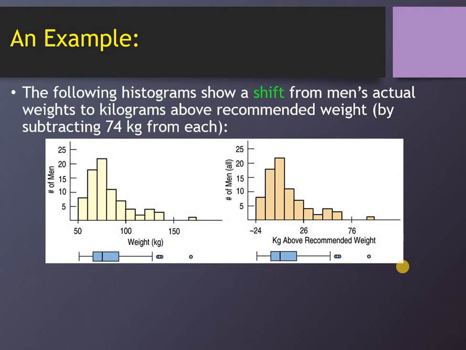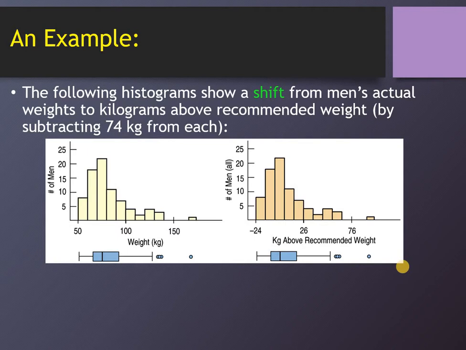So here's an example. We've got here the weights of a whole bunch of different men. And here is their weight, generally speaking. There's their weight in kilograms above recommended weight. So what they said is the recommended weight is 74 kilograms, whatever that works out to be. Recommended weight is 74 kilograms. So we can see here, that's about right here. Now I want to look at the difference. So that means I'm going to take 50 minus 74, 100 minus 74, 150 minus 74. All I did was shift my graph over.